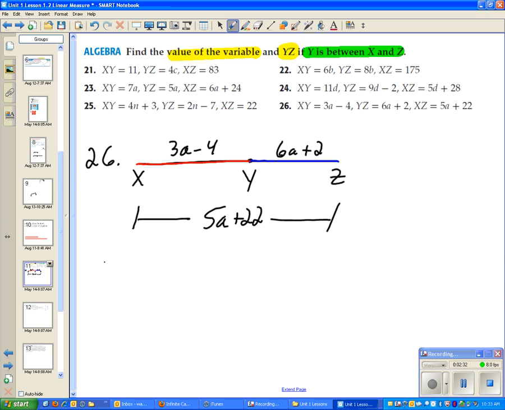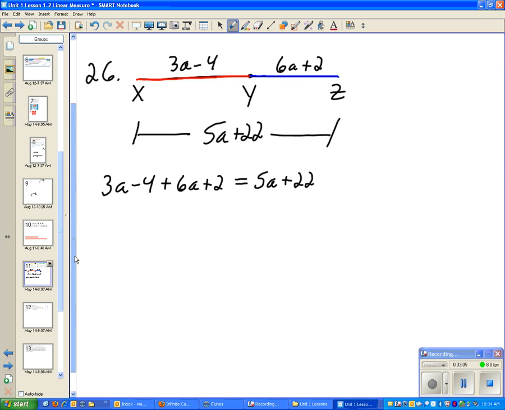I'll write down the length of XY, 3a minus 4, plus the length of YZ, 6a plus 2, equals the length of the whole thing, which is 5a plus 22. That seem reasonable? All right. Now we've got to use our algebra skills to work it the rest of the way. So right now, any questions on coming up with this equation?